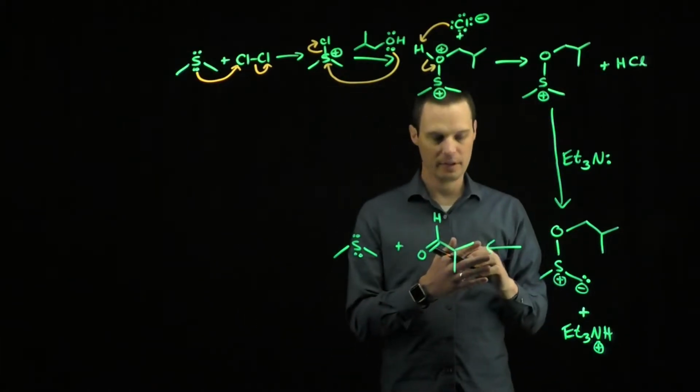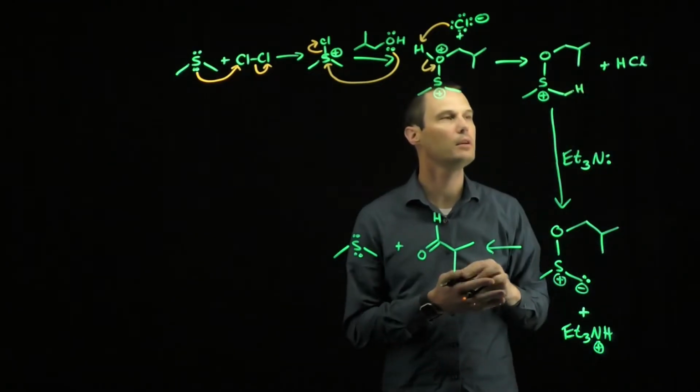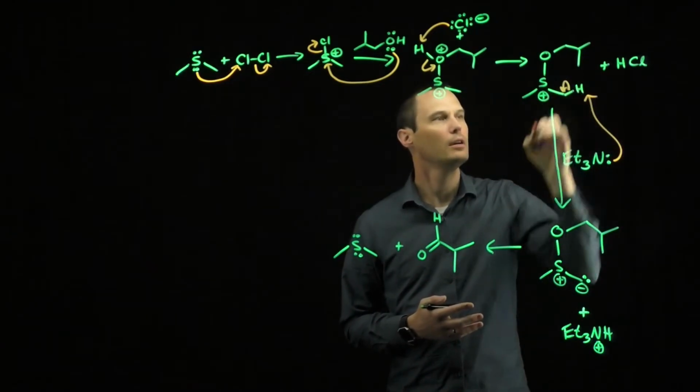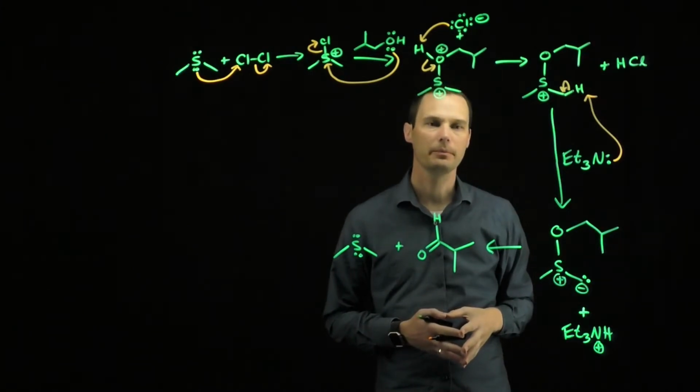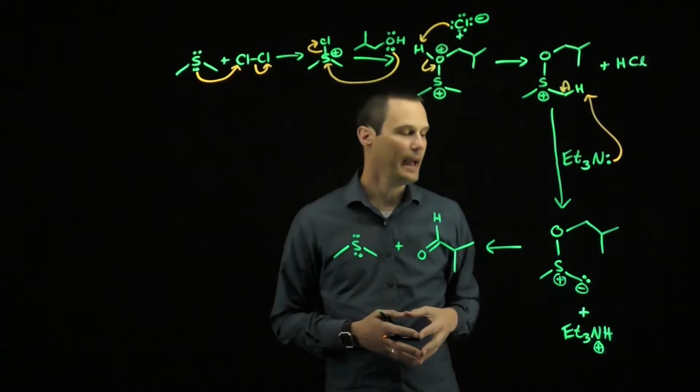In this one, we see that we are forming a negative charge on this carbon. So the triethylamine is going to act as a base and remove this hydrogen to form a negative charge on sulfur. Here we have a sulfur ylide with the negative and positive charges on adjacent atoms.